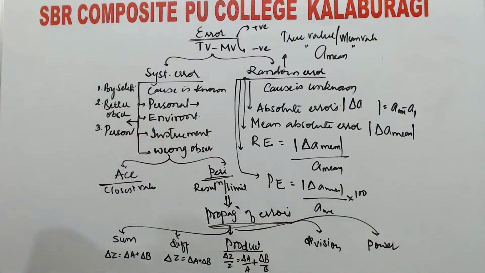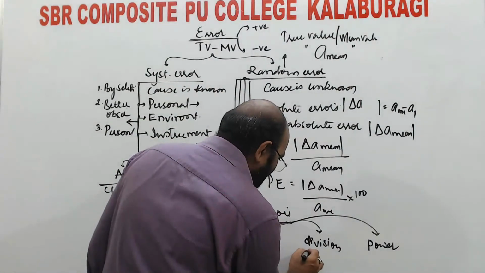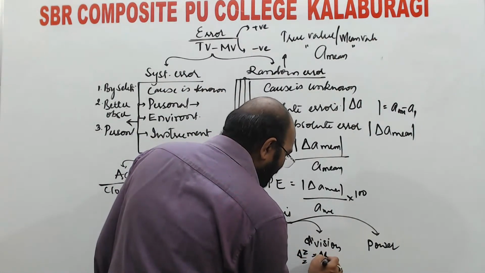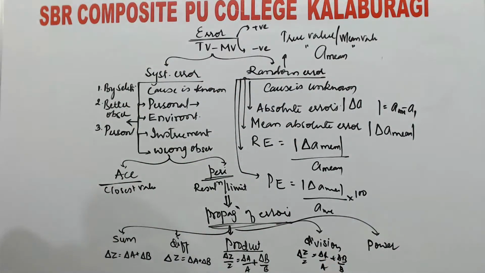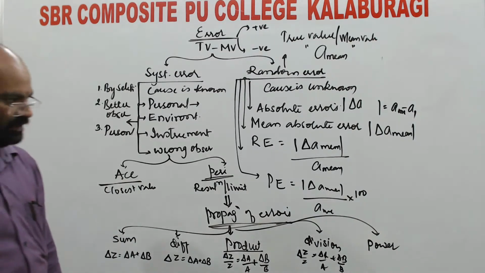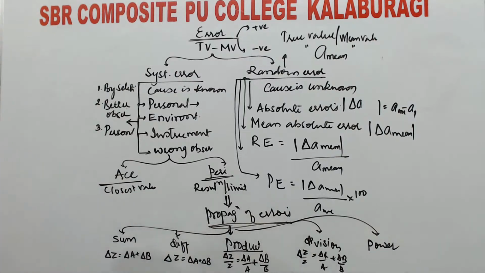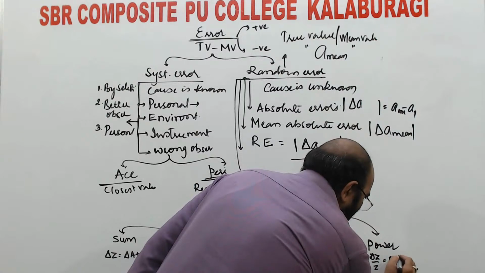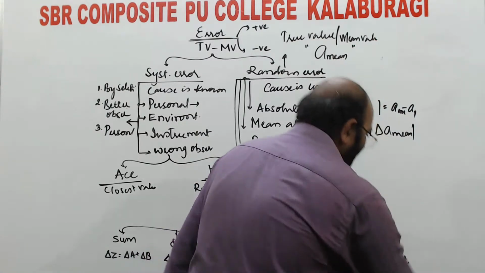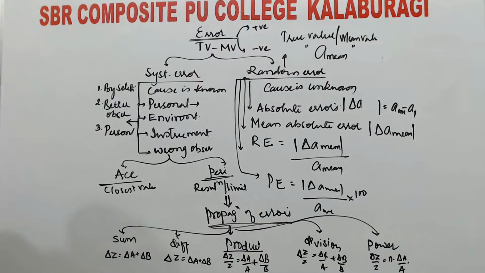Similarly, for division, we got the same answer. Delta Z by Z equals delta A by A plus delta B by B. This is for error in division. Error in product, error in division. For error in power, what formula did we get? Delta Z by Z equals n times delta A by A. This is what we call error in the power. This is the complete chapter related to error, the brain map of the chapter.